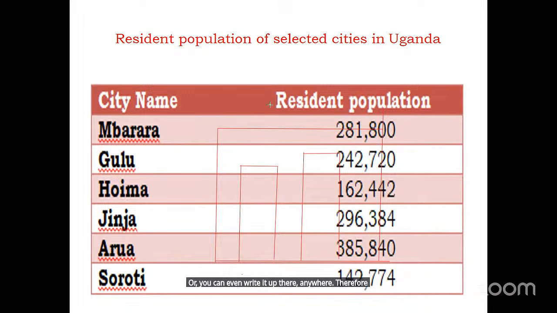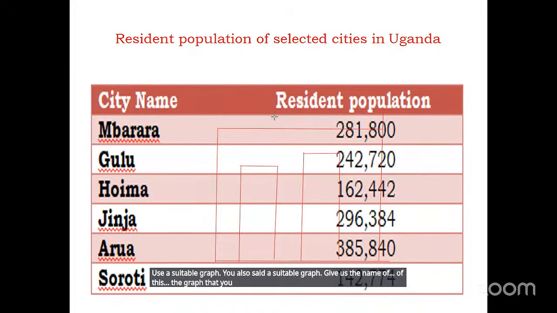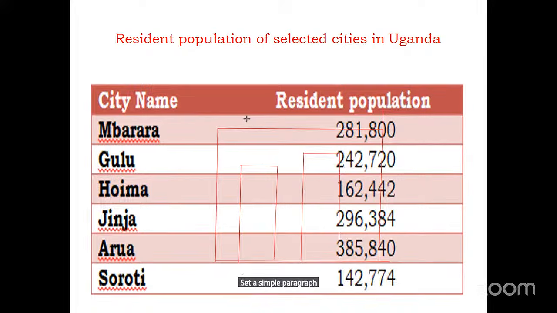Therefore, the question is saying use an appropriate diagram. Don't just say an appropriate diagram. Use a suitable graph, and you also say a suitable graph. Give us the name of the graph that you have drawn. If it is a simple bar graph, say a simple bar graph showing, a simple line graph showing, a pie chart showing, and give us what it is showing. Put the units there, interpret.